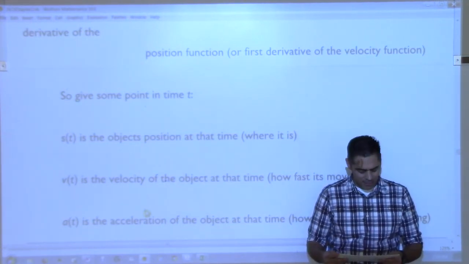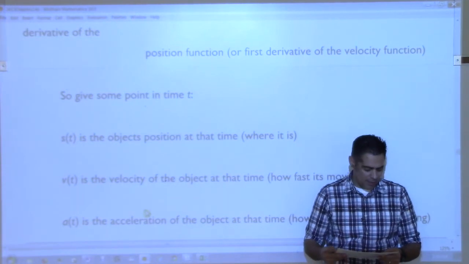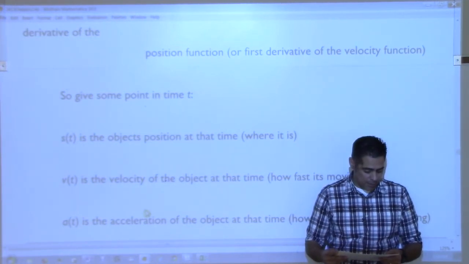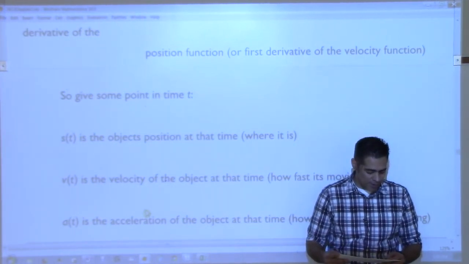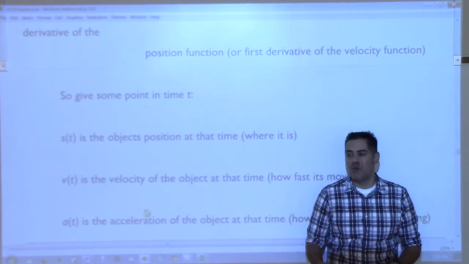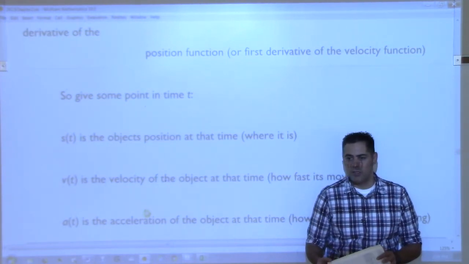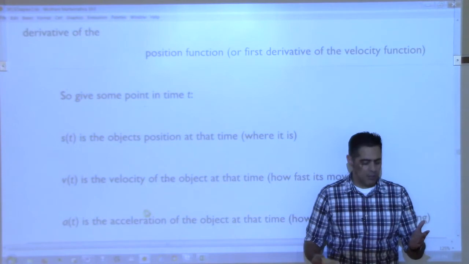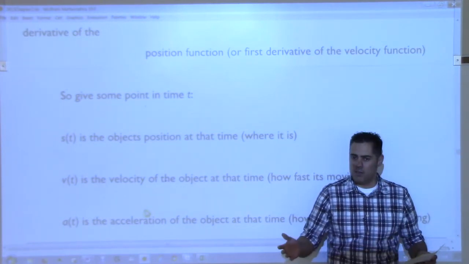nah, I wouldn't emphasize continuity too much. So 1.3, 1.4, 1.6 for sure, and 2.1, derivative as a rate of change, which is the last section. Okay, now, any other questions?